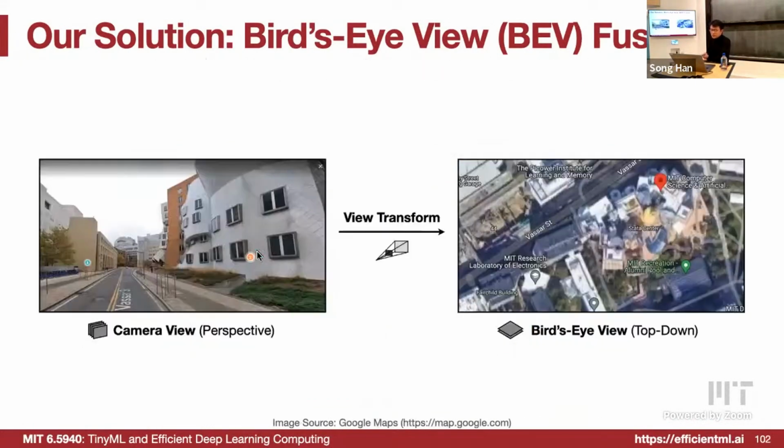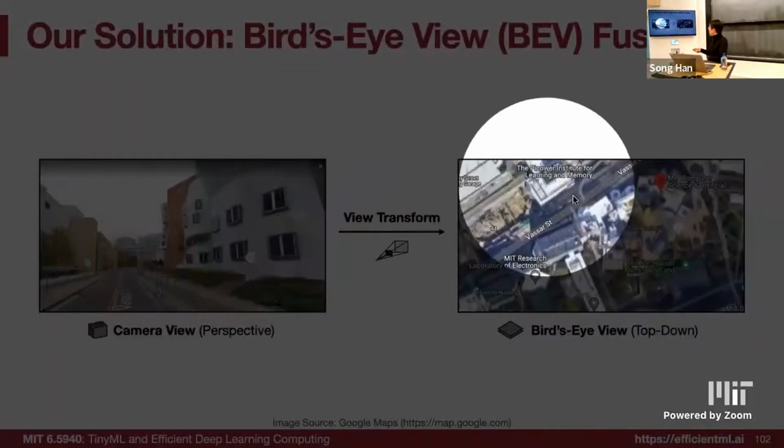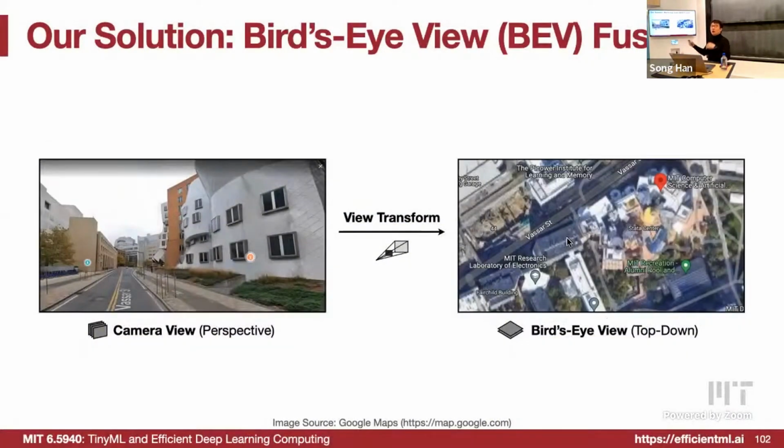Just like we give an example here, this is on Vassar Street, the CCL building. This is the camera view, perspective camera view. And this is the bird's eye view, okay? From the top down, this is the CCL building. So we want to do this view transformation to transform from this camera view to this bird's eye view, and for all the sensors to fuse their information in this shared space.